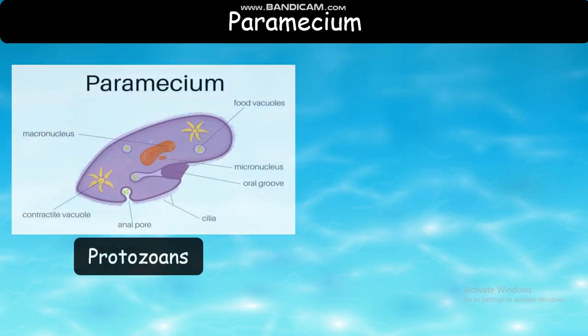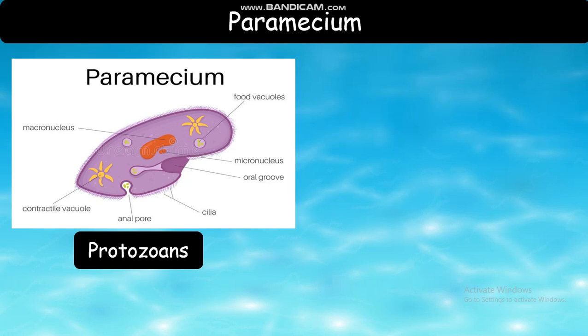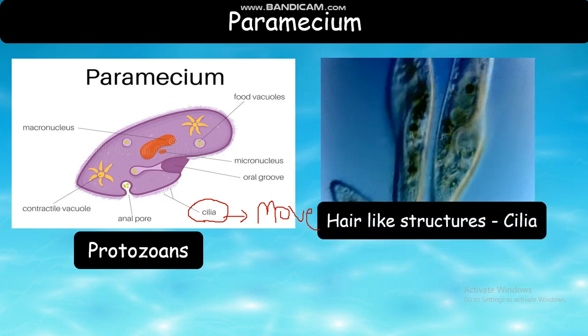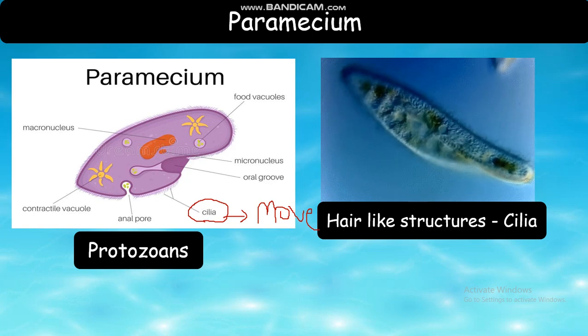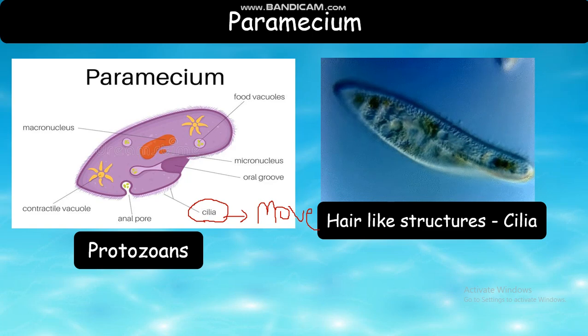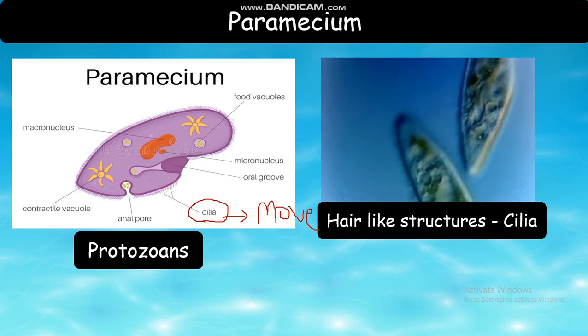Another advanced type of protozoan is paramecium. Paramecium also has different structures than the previously discussed amoeba. It has cilia all around its body, which help it to move, like you see in this picture here. Cilia are hair-like structures present all around the body of the organism, which help it to move from one place to another.